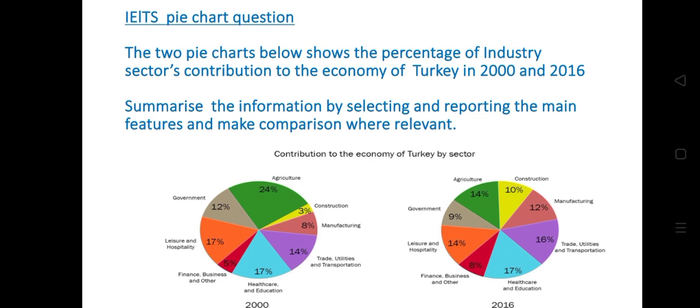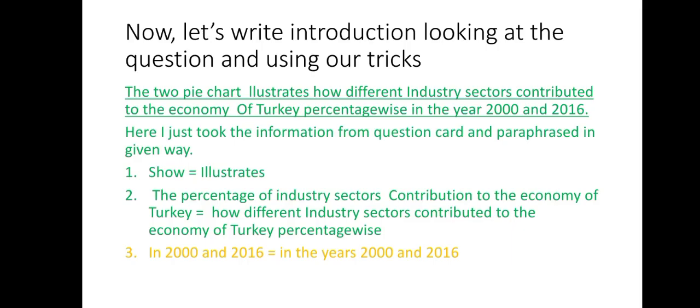Here we have been given pie charts and we have to write introduction according to the question. Now let's write introduction looking at the question and using our tricks. The introduction is: the two pie charts illustrate how different industry sectors contributed to the economy of Turkey percentage wise in the years 2000 and 2016. Here I just took the information from question card and paraphrased in given way.